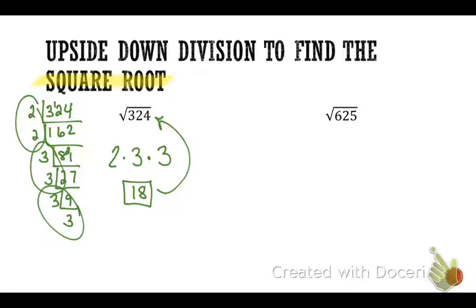Okay? 3 is not divisible. How do I know? Add your digits. What's 6 plus 2? 8. What's 8 plus 5? 13. Is 3 divisible by 13? No. So go to 5.